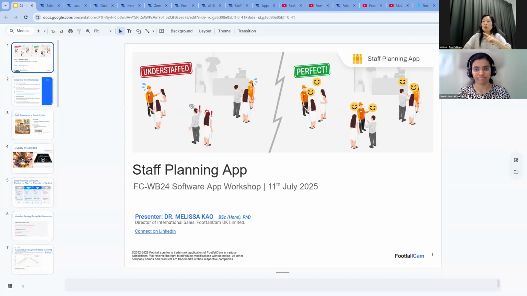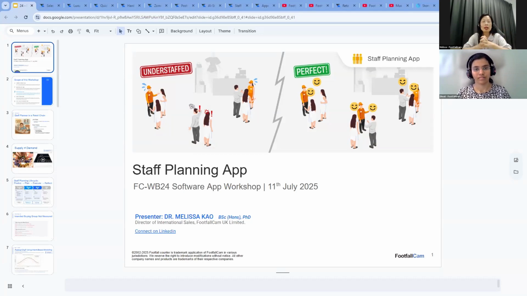So today we will begin with one of the most critical levers of profitability in retail, which is staff planning. The FootfallCam staff planning app is designed to help you match your labor supply with customer demand intelligently, hour by hour, segment by segment.